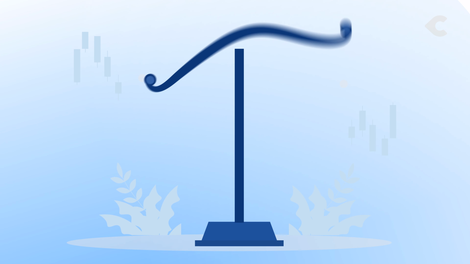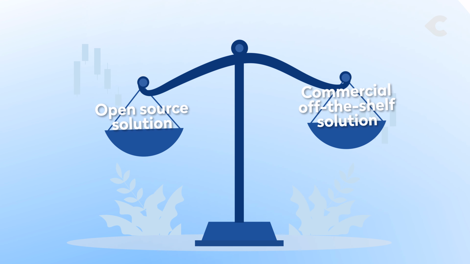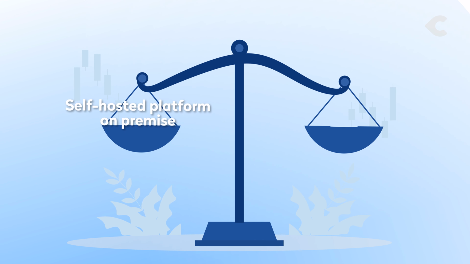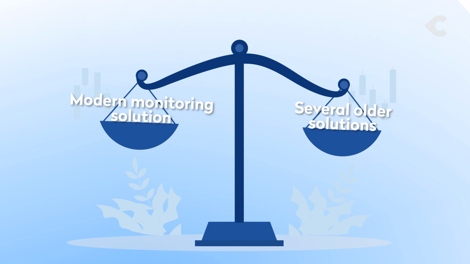You will use the TCO in all those situations where you compare solutions which cannot be directly compared. Think of comparing an open source solution with a commercial off-the-shelf solution, for example, or comparing a self-hosted on-premises solution with a SaaS solution, or comparing a new modern solution that could replace a set of old tools. In all those situations, you need to compute the TCO precisely in order to make an informed decision. So I'm afraid it's time for yet another spreadsheet.